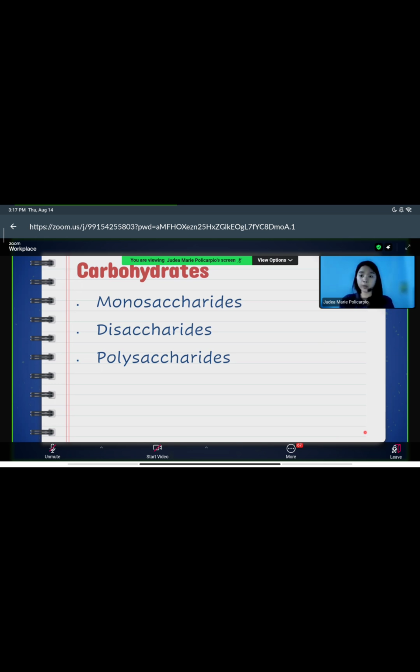And syempre, wag kakalimutan yung dalawang sugar molecule, sugar combination ng mga disaccharides natin. Ang lactose, they're made up of galactose combined with your glucose. Okay, galactose combined with your glucose, we get to have your lactose. And syempre, meron tayong sucrose, which is a combination of your fructose at saka glucose.